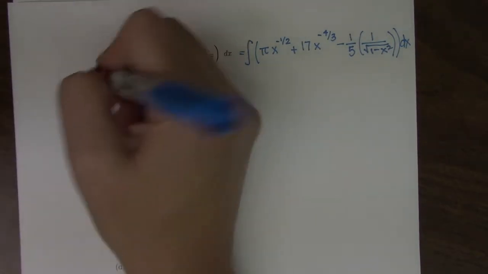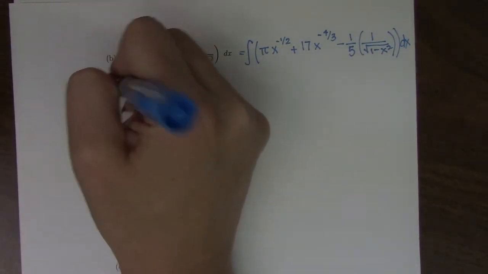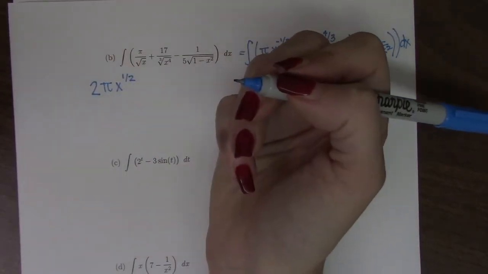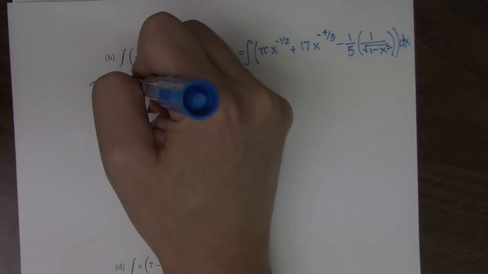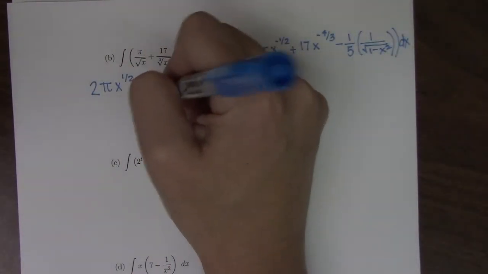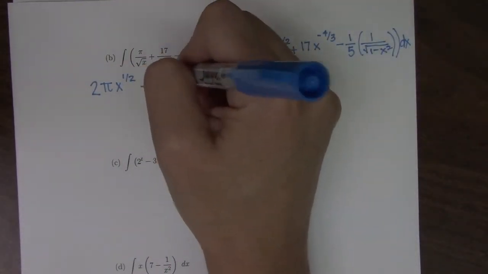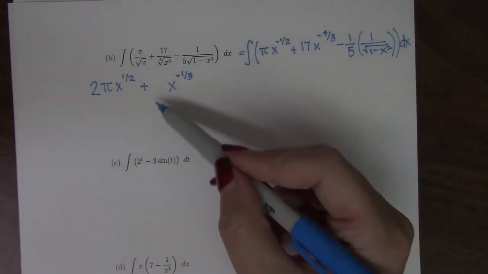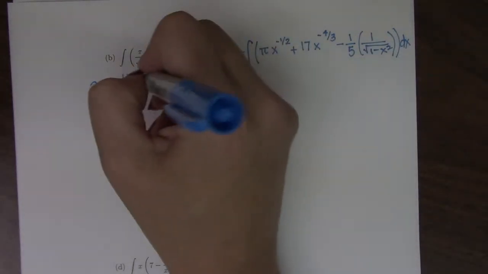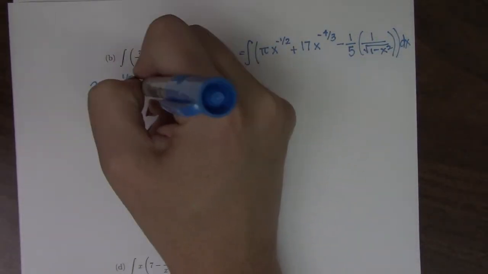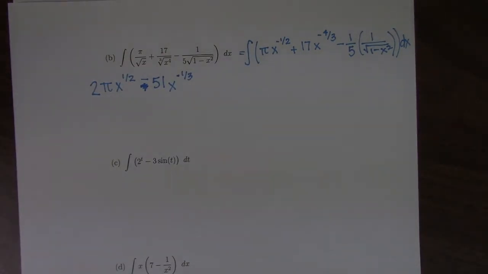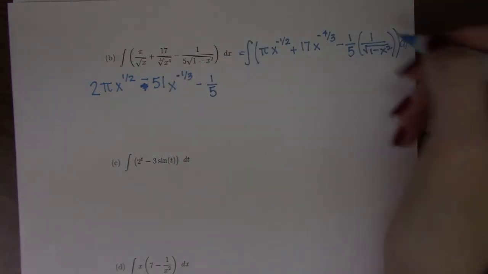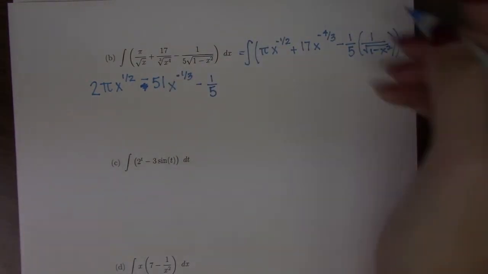So if we apply the power rule, it's pi x to the positive 1/2, dividing by 1/2 is the same thing as multiplying by 2, plus x, when we add 1, I get negative 1/3. And if I divide by negative 1/3, it's the same thing as multiplying by negative 3. And so 17 times negative 3 is negative 51. Then I have negative 1/5, and the antiderivative of this is arc sine.